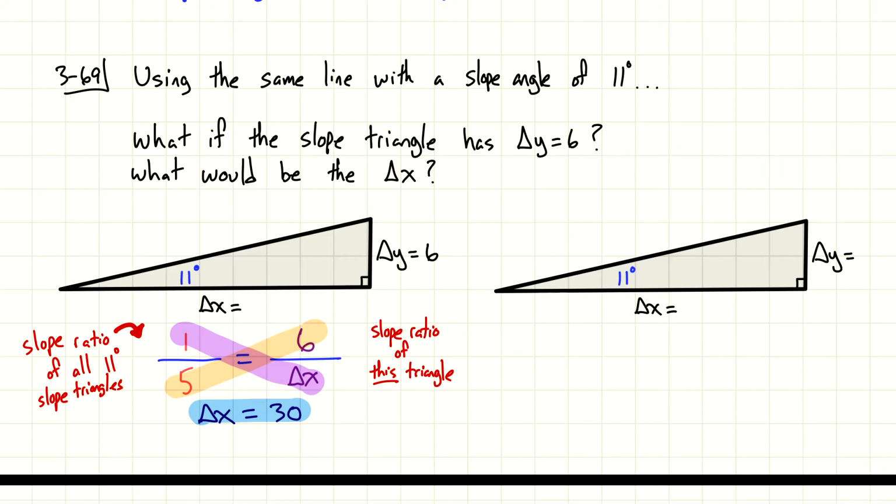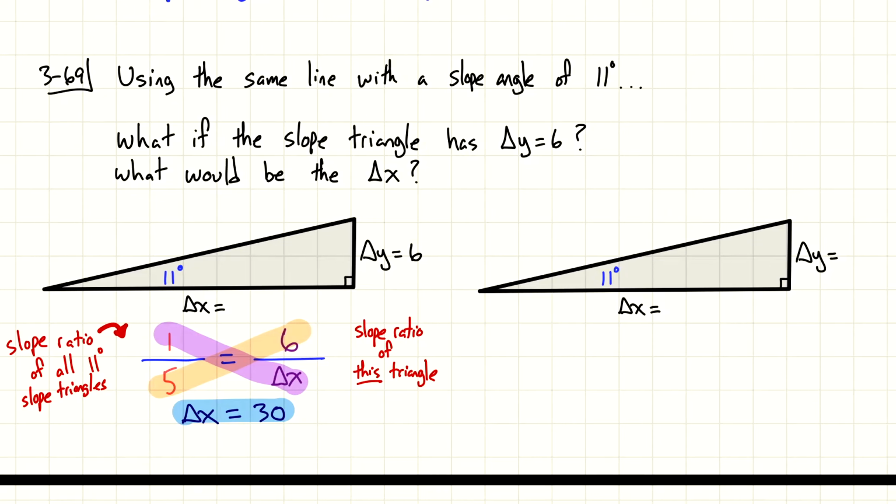That's awesome, because all we had was one side and an angle. So this is huge. We had two pieces of information, one angle and one side, and we figured out the missing side. And the only thing we needed to know was, well, what are all the other ratios equal to with the 11 degrees?